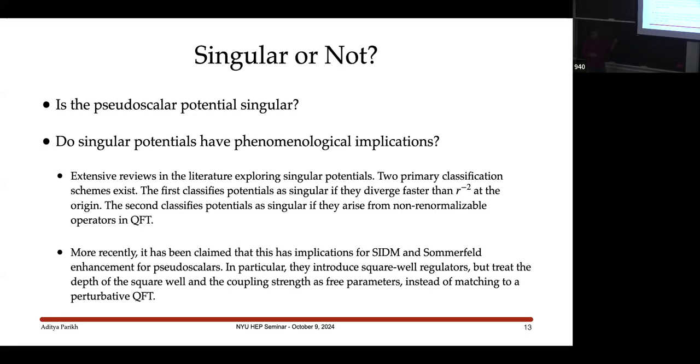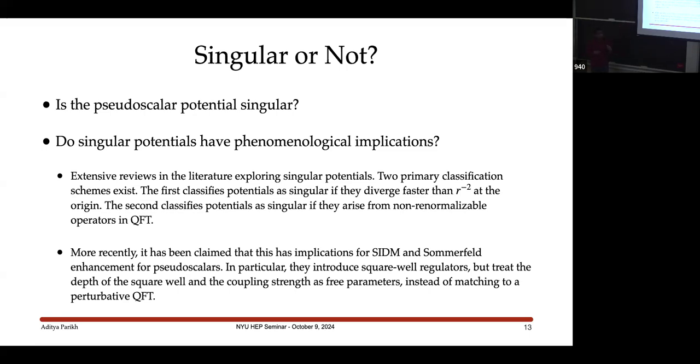To that end, there are extensive reviews in the literature that have tried to approach this problem of relating operators in field theory to potentials in quantum mechanics. Some have tried to do this by looking at operator dimensionality. Others have tried to do it by looking at the divergence behavior as you get to the origin. I'd argue that both of these are incorrect. On the divergence behavior at the origin, the pseudoscalar potential is a clear example of something that diverges faster, but it's not singular. I'll talk about it if there are questions; I have some backup slides on it.